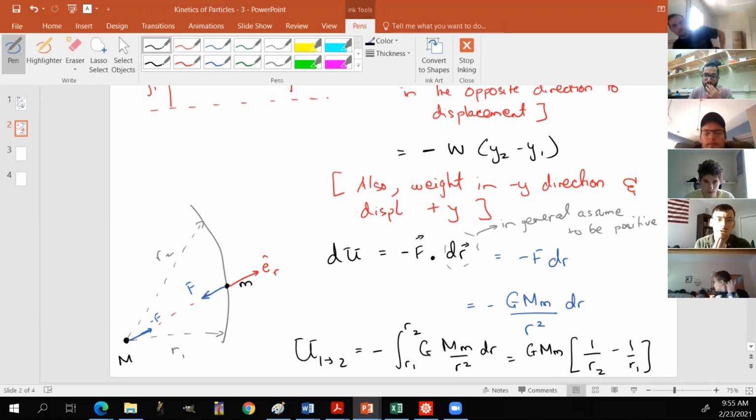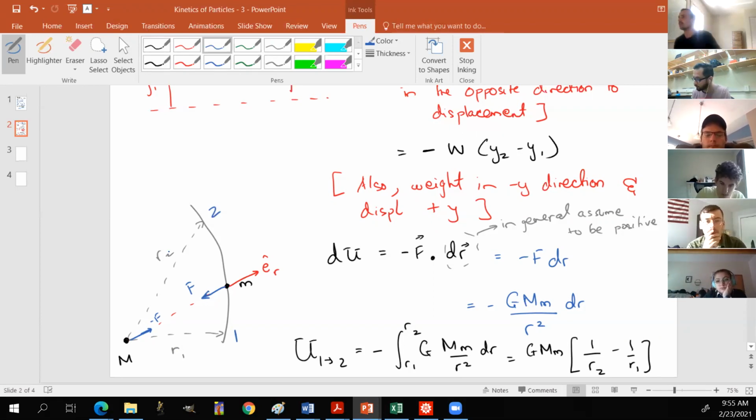For this example, you're saying the work done from little m moving from R1 to R2? That's right, yes. This is position 1 to position 2, right over there. Thanks for asking that. So if we're moving from position 1 to position 2, it's 1 over R2 minus 1 over R1. So the sense changes.